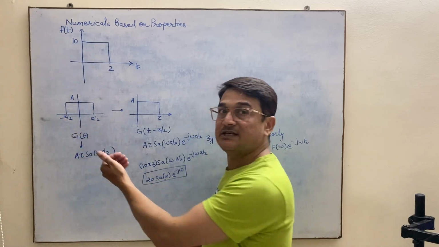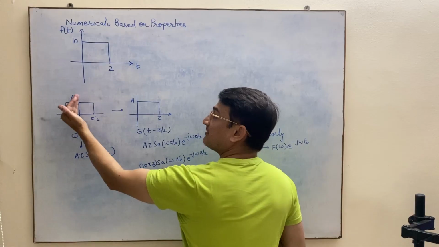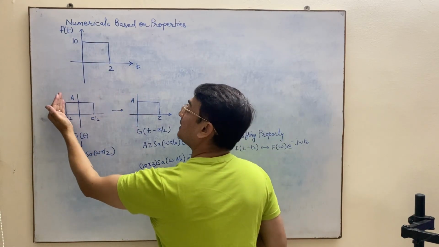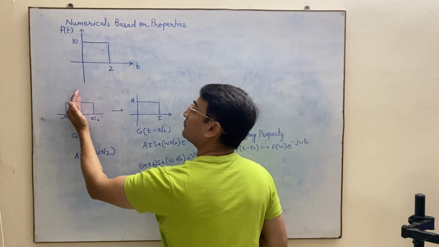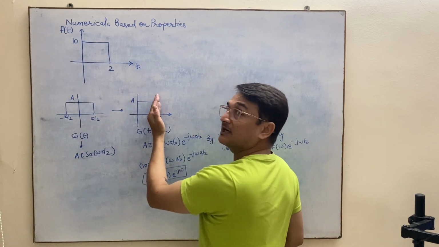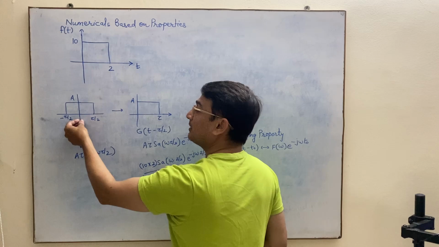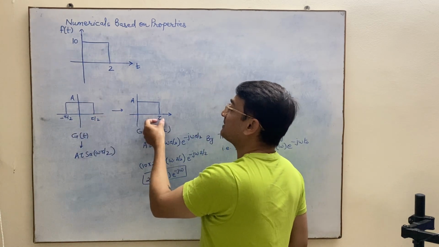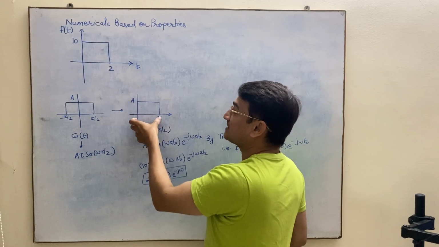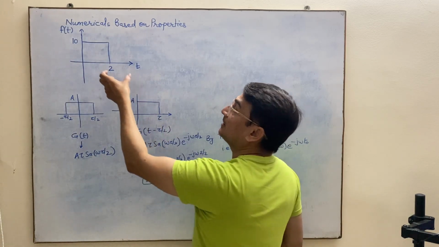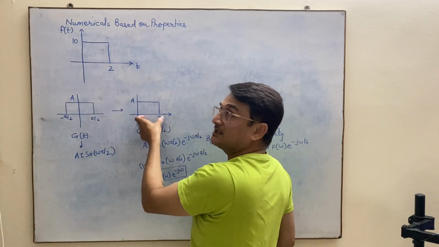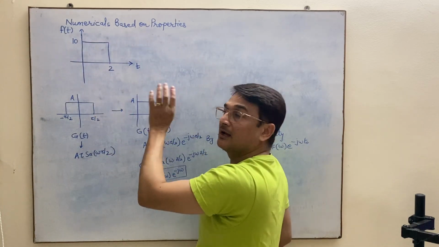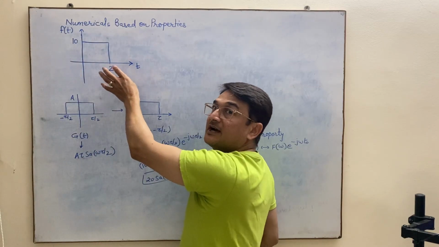Now just see, if I am pushing this gate function from left to right, if by pushing I push this point towards the origin, it will be something like this. That means minus tau by 2 will have value at 0 and tau by 2 will shift to tau. So this is a shifted gate function. You can see some similarity where tau is equal to 2 and a is equal to 10. So this is nothing but our shifted gate function.